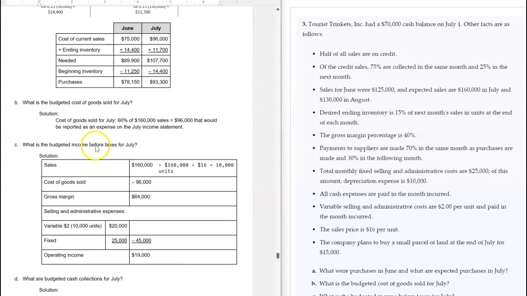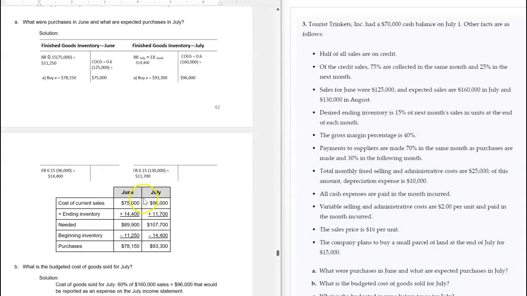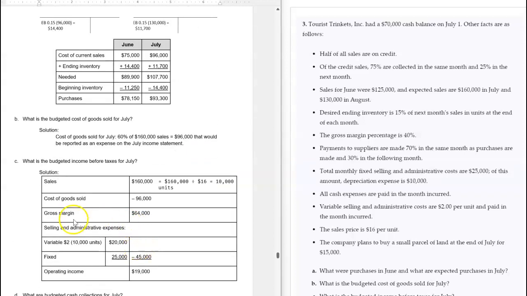Now budgeted income before taxes for July. We've got sales in July of 160,000. We just divided it by the selling price here to get 10,000 units. We know how many units were there, and cost of goods sold was 96,000, right? Oh, this is July. Yeah, 96,000 in July. That gives us a gross margin of 64,000.